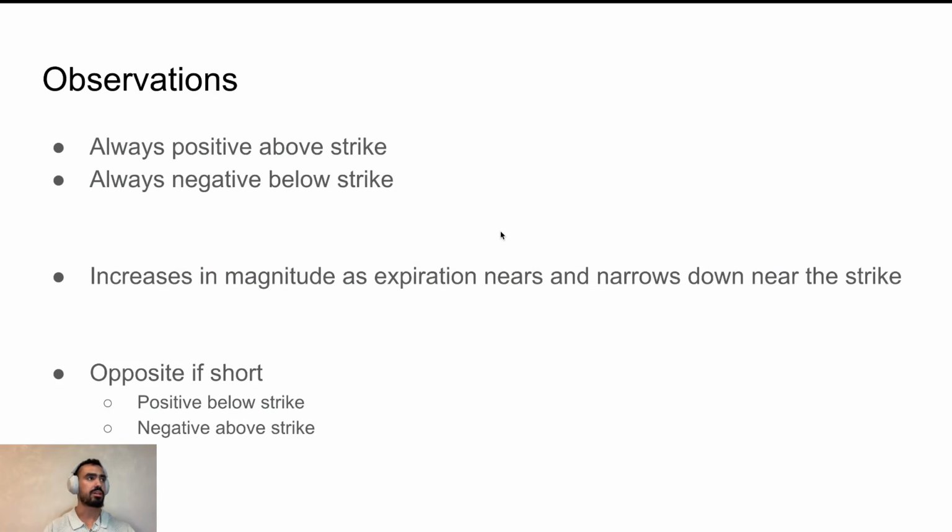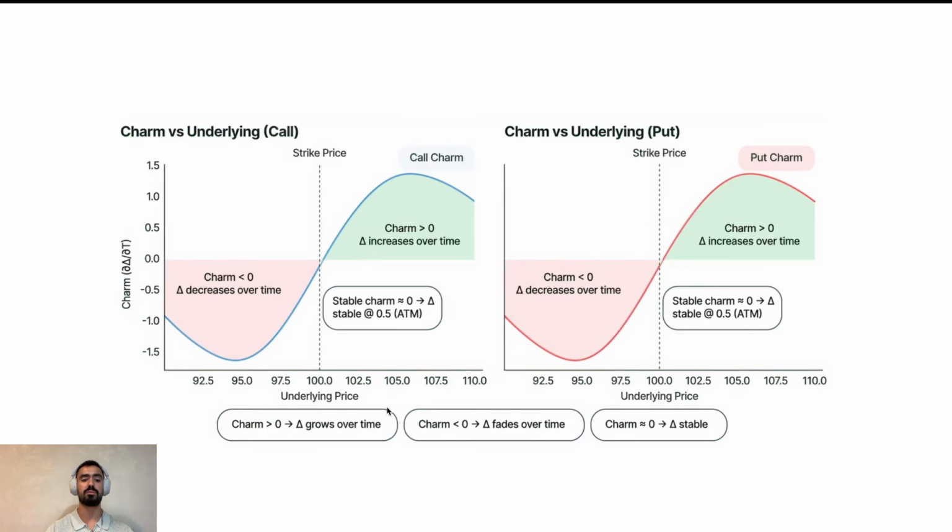So here, like I said, observations for a long option: charm is always positive above the strike and negative below the strike. It increases in magnitude as the expiration nears and narrows down near the strike in a similar fashion as gamma. And the opposite is true if you're short the option. So it's going to be positive below the strike and negative above the strike. It's just like flipping this chart upside down.